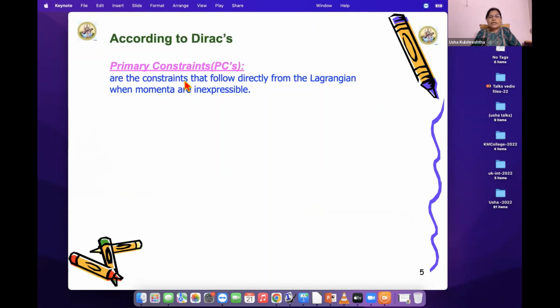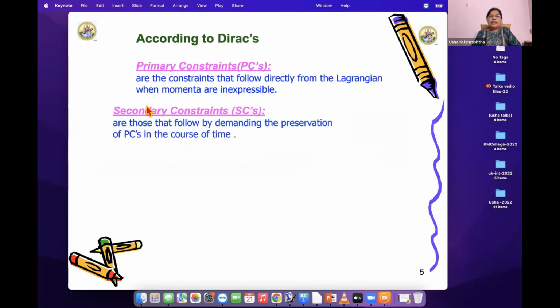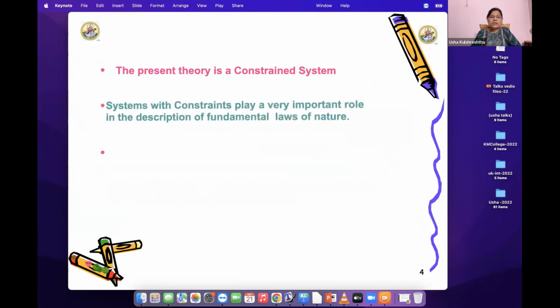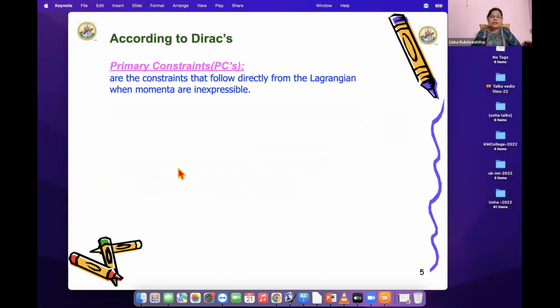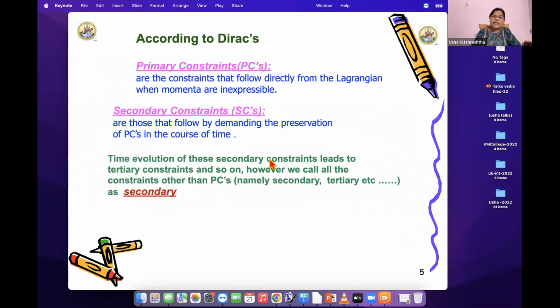So according to that classification, primary constraints are the constraints that follow directly from the Lagrangian when momenta are inexpressible in terms of velocities. So this means they are independent of velocities, and the preservation of these primary constraints gives us secondary constraints, and the time evolution of these secondary constraints leads to tertiary constraints and so on. However, we call all the constraints other than primary constraints as secondary constraints.